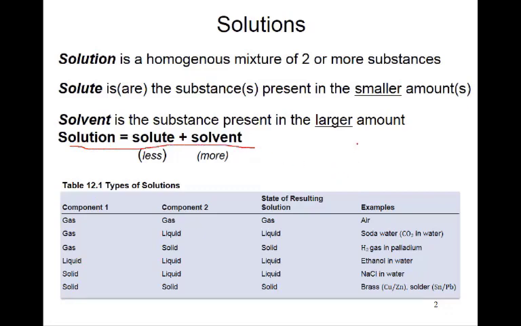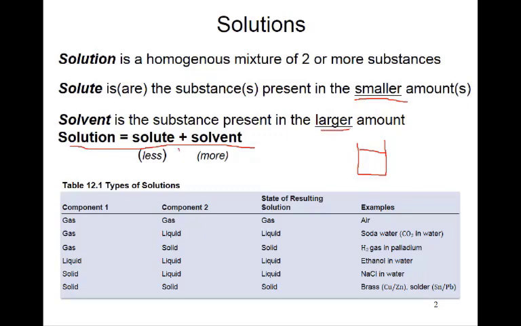Suppose you take a glass of water, put 1 spoon of sugar in it and shake the water. The sugar will dissolve and this will become a solution. Sugar is the solute and water is the solvent, because sugar is in a smaller quantity and water in a large quantity. So how do we distinguish between solute and solvent?